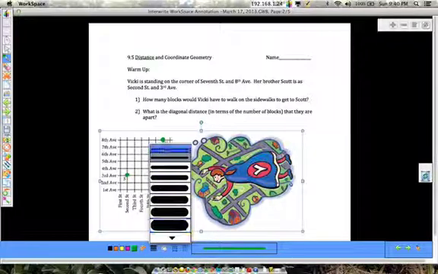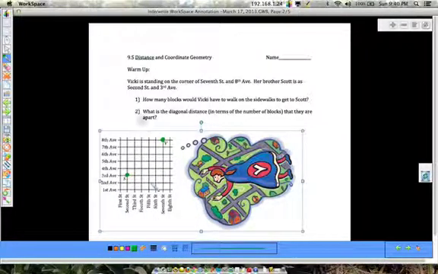They want to know what is that distance that Vicky and Scott have to walk to get to the other person's house. It says, so how many blocks would Vicky have to walk on the sidewalk to get to Scott? So Vicky would have to walk over all the way along here, 1, 2, 3, 4, 5 blocks, and then down 1, 2, 3, 4, 5, another 5 blocks. So she would have to walk a total of 10 blocks.